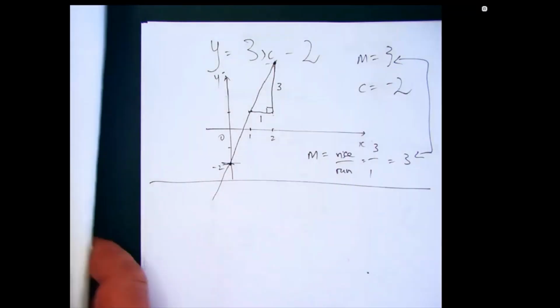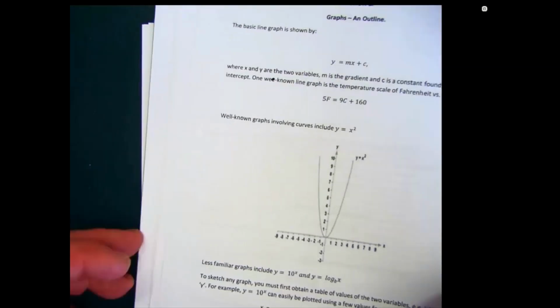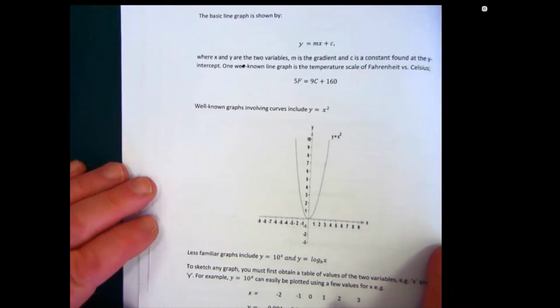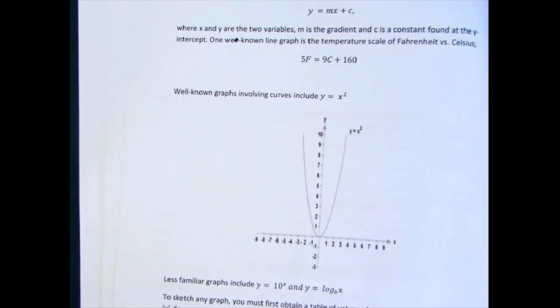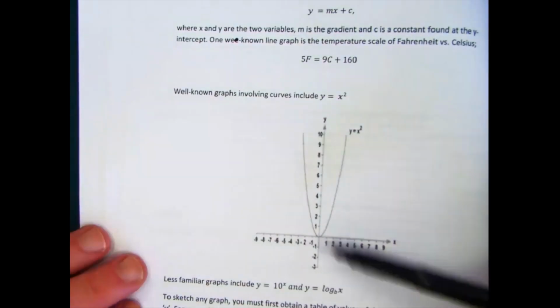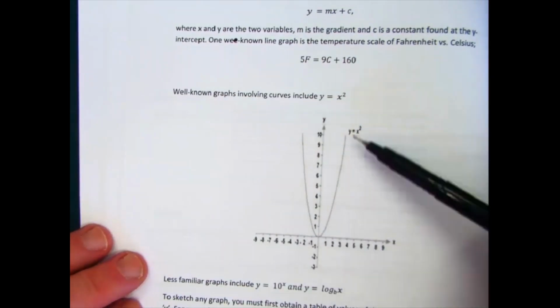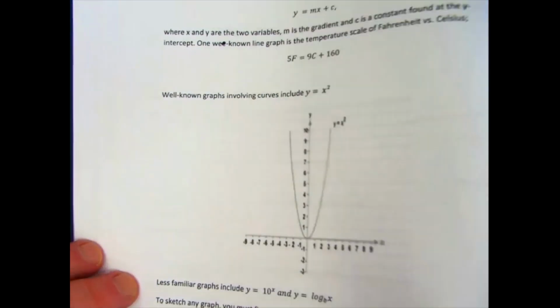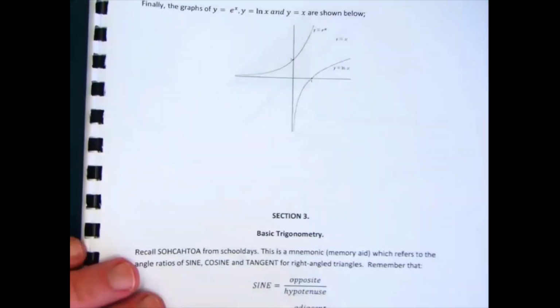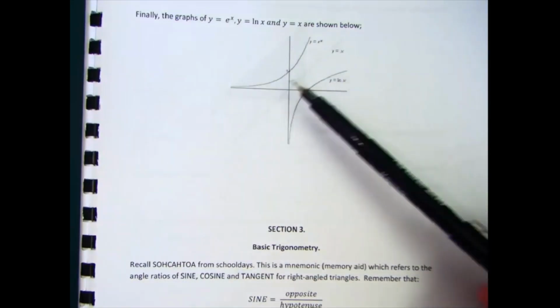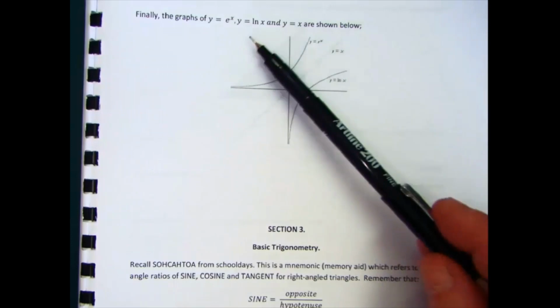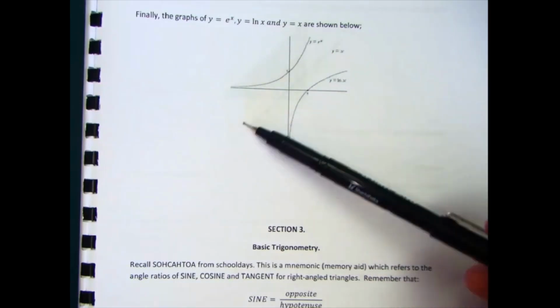Now if we have a look at the next little feature in the booklet, well-known graphs include curves. So here's a classic one of y equals x squared. The values go shooting up because they're getting bigger very quickly. And on the other page here, I've drawn in some graphs that you will maybe come across depending on what course you're doing. y equals e to the x, exponential curves, again shooting up. y equals log, there's a log graph there, and y equals x is your straight line graph.